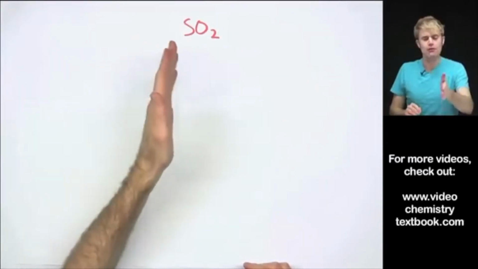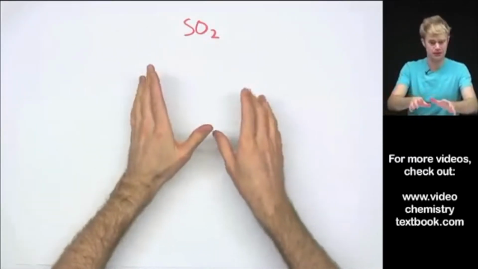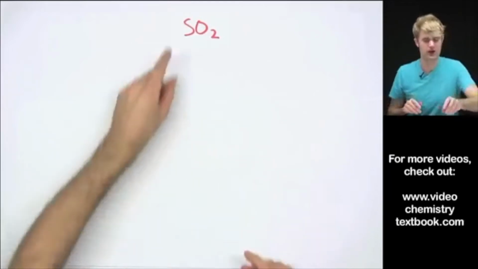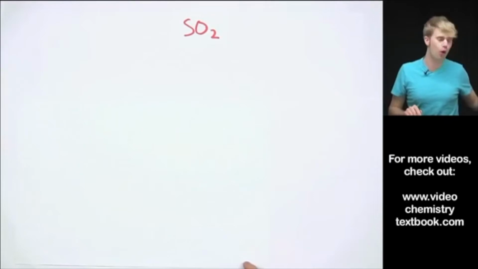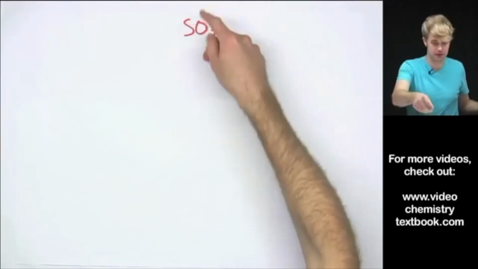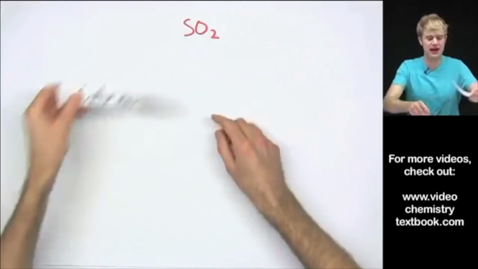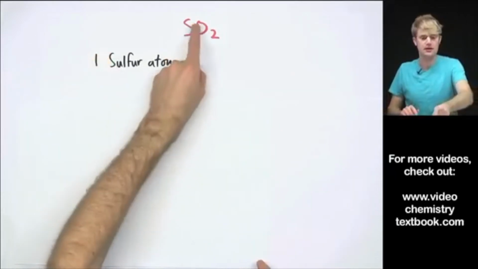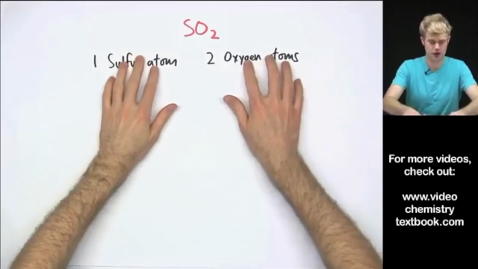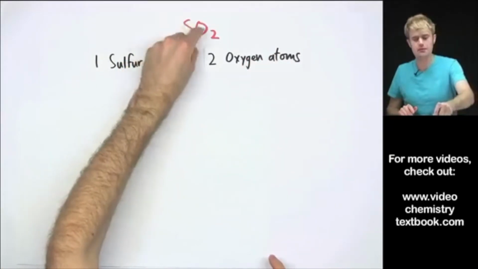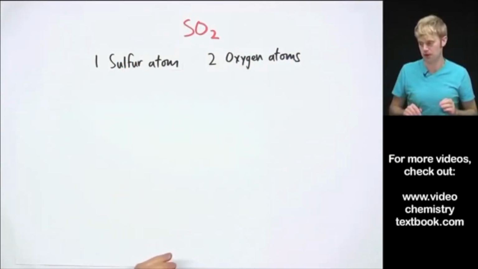Figure out how many of each type of atom there are in the chemical formula. Okay, so we have an S without anything after it. So that means that we have one sulfur atom, right? When you have a chemical symbol without anything after it, it means you have just one of them. Then we have O2, which means that we have 2 oxygen atoms here. So one sulfur atom, 2 oxygen atoms in this formula.